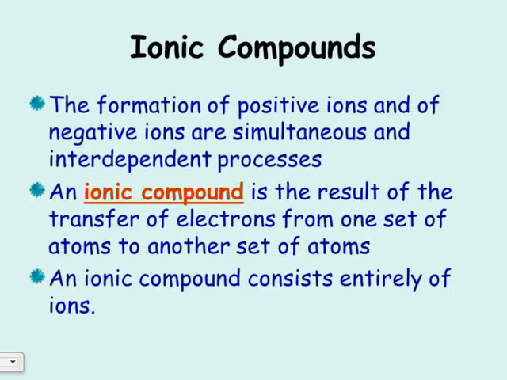So the formation of positive ions and of negative ions are simultaneous and interdependent. An ionic compound is the result of the transfer of electrons from one set of atoms to another set of atoms. Ionic compounds consist entirely of ions. They are not sharing electrons. We have an electron or electrons being transferred.